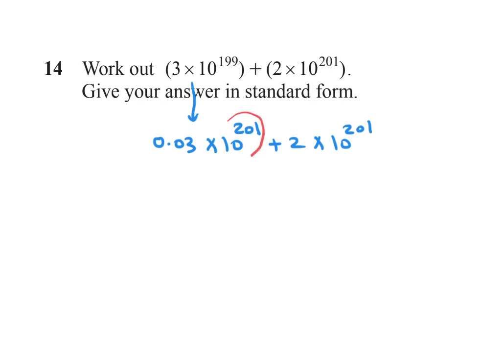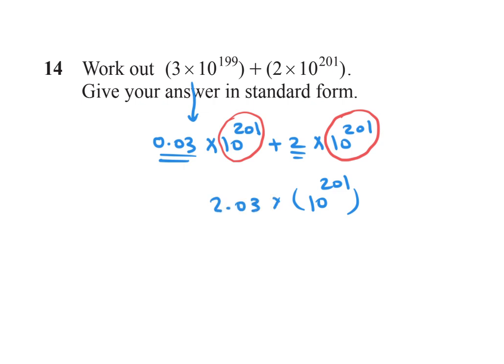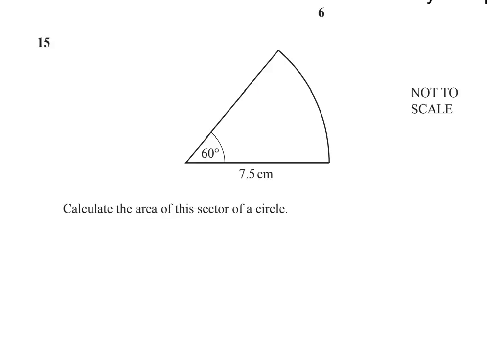Now we can take 10 power 201 as a common factor. So 10 power 201, and we have 0.03 plus 2, so 2.03 times 10 power 201. Now this is the answer in standard form.